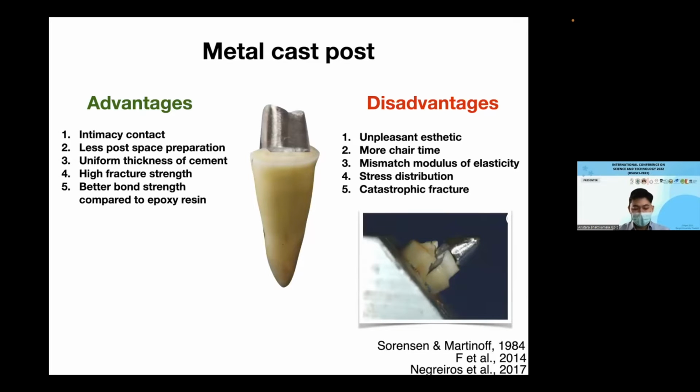It has multiple advantages such as intimate contact to the post space, less post preparation, uniform thickness of the cement, and superior bonding strength when compared to epoxy resin in fiber post. However, studies showed that metal cast post has many concerns, including unpleasant aesthetic appearance, more chair time, and the stiffness of the metal cast post.